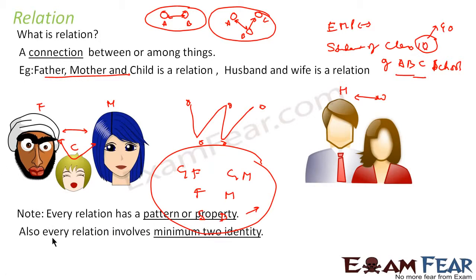Correct? Also, relation involves a minimum of 2 identities. It can be more than 2, but the minimum is 2, because with a single identity you can't establish a relation. To establish a relation, you need a minimum of 2 identities.